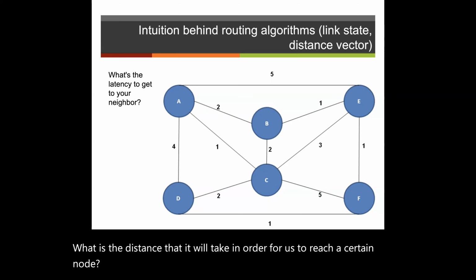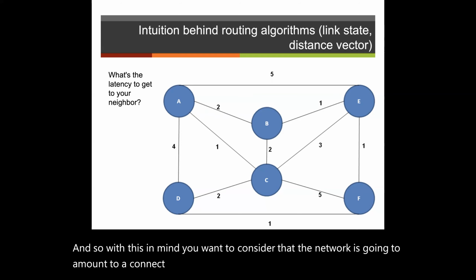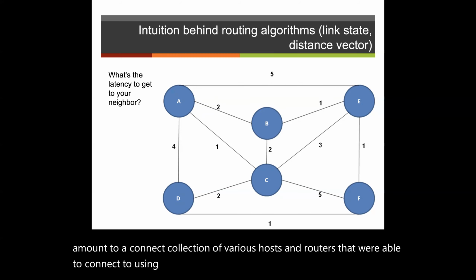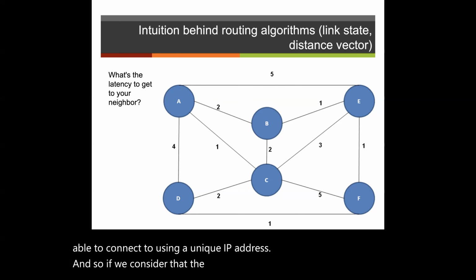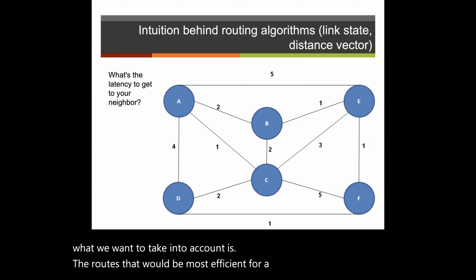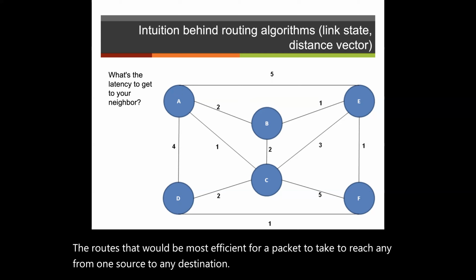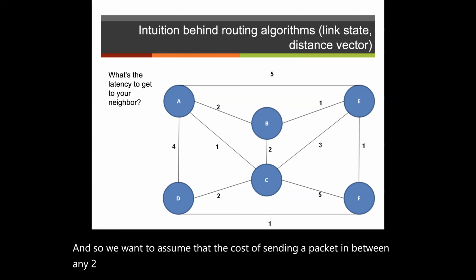And so with this in mind, you want to consider that the network is going to amount to a collection of various hosts and routers that we're able to connect to using a unique IP address. So if we consider that the network is going to be fully connected, then what we want to take into account is the route that would be most efficient for a packet to take to reach from one source to any destination. We want to assume that the cost of sending a packet between any two nodes is the same, but in reality, it's not going to be the same.